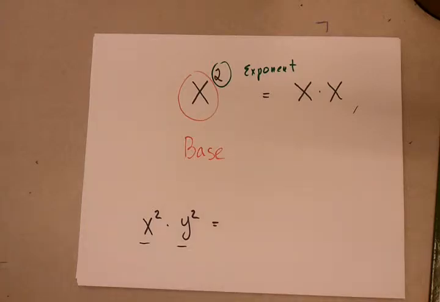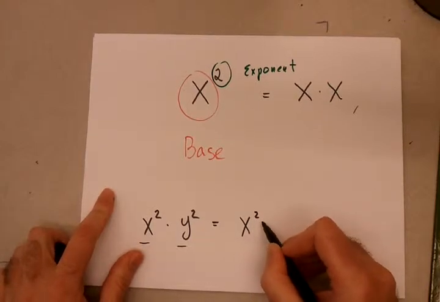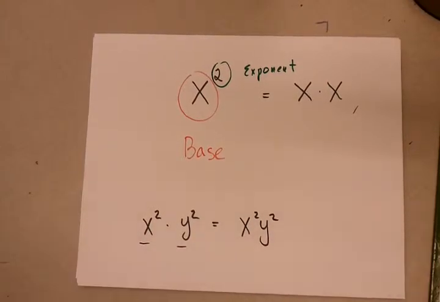So in 8.1, everything that we work with relies on the base being the same. If the base is different, you can't combine the two different members of the problem. In this case, you just put them next to each other and you're done. There is nothing else to do because the bases are different. You can't really do anything to the exponents if the bases are different.